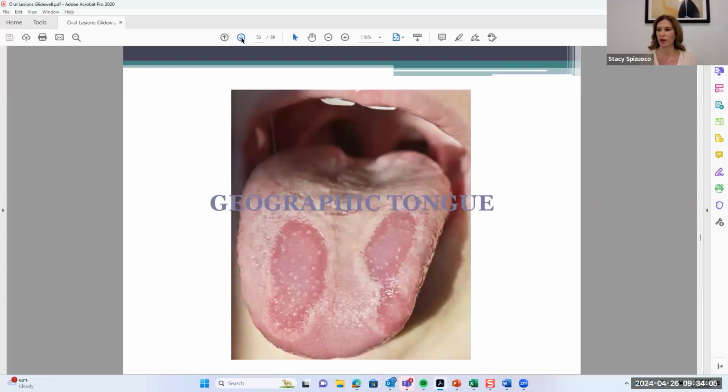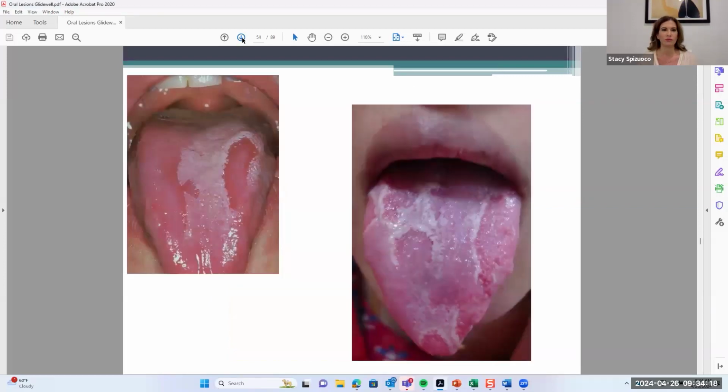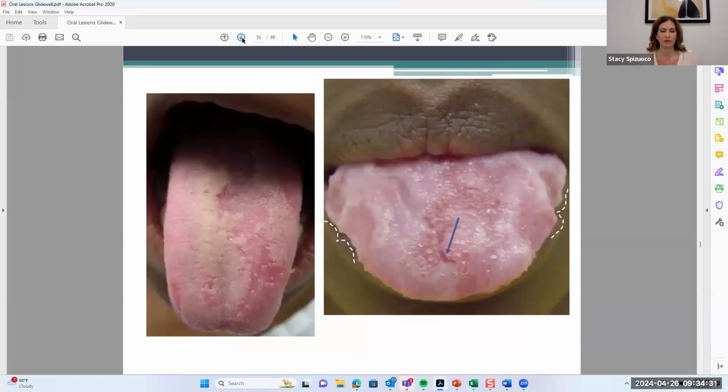Next, we're going to look at geographic tongue. That's another lesion on the tongue, but it's completely benign. People just have this different pattern to their tongue, and it kind of moves around, hence the geographic name. Some of them are more specified looking, and then some of them are just kind of vague, kind of blunted looking. Some of them make pretty little patterns, and just a few more examples.